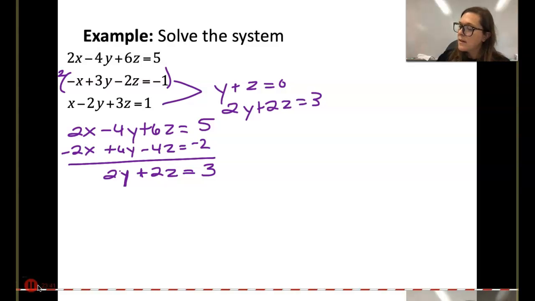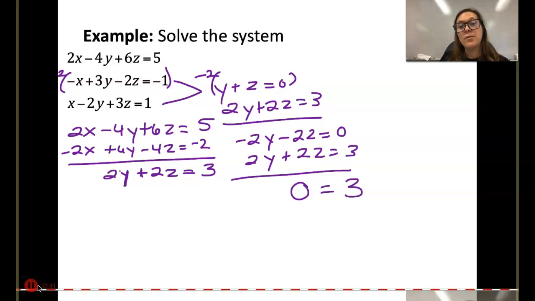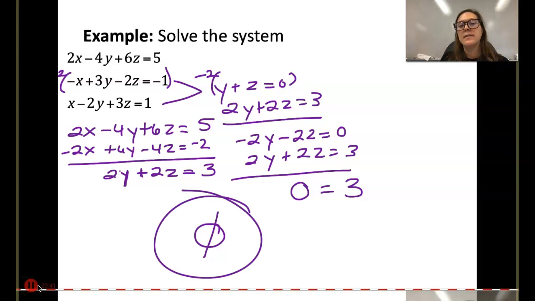And then solving that out, multiply your top by negative 2. So negative 2y minus 2z equals 0. 2y plus 2z equals 3. Uh-oh, now what's happening? We get 0 is equal to 3. Is that true? No, that's false. So my final answer is no solution.